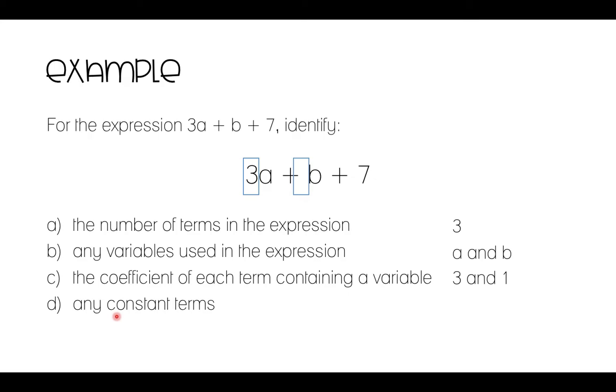So any constant terms are the ones without any variables or pronumerals attached to them. So in this case, our constant is 7.